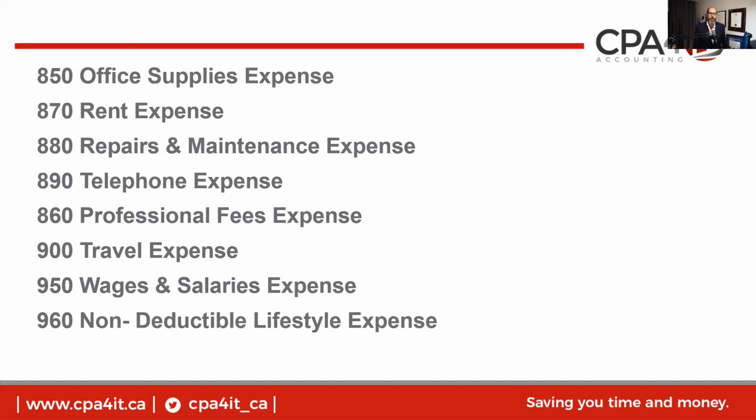Next, we have telephone, which actually should read telephone and internet. As I mentioned before, the big caveat here is your home telephone line is specifically disallowed, but all long distance, call waiting, additional lines, your cell phone, your internet, VoIP systems, all those would be deductible under the telephone expense category.